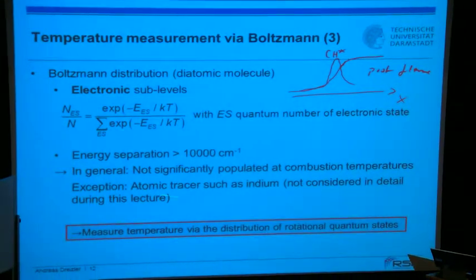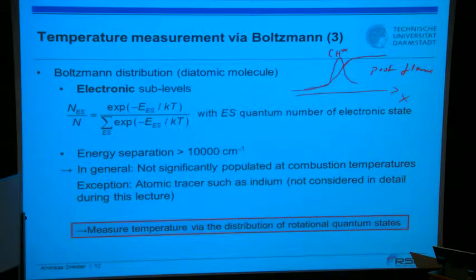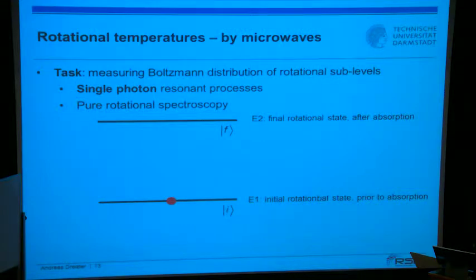All right, so there are some exceptions, but that is maybe too much detail, and I'm not able to discuss that here in this lecture as well. So from this discussion, we can say that the best way seems to be to measure the temperature by using the distribution of the rotational quantum states. That is the most suitable way. And so we can ask ourselves now, how do we do that practically? Also, we go through all these different ranges in the spectrum and see whether the technique is suitable or not. So the task, once again, is to measure the Boltzmann distribution of the rotation sublevels.